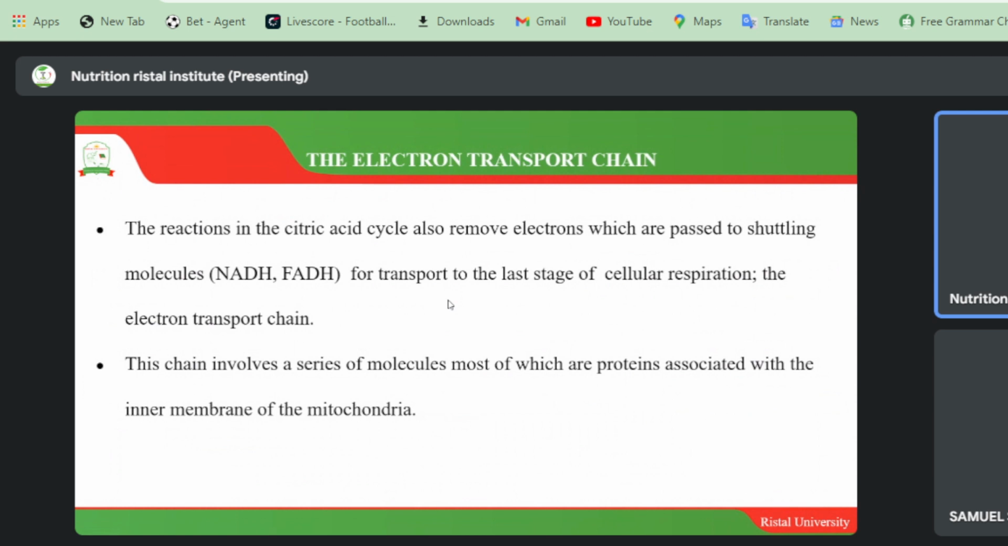This chain involves a series of molecules, most of which are proteins associated with the inner membrane of mitochondria. So these electrons are going to be passed on from these electron carriers, which are the NADH and the FADH2. They'll be passed along all these protein molecules, or this series of molecules, which we are going to talk about. We are going to see them briefly: the cytochrome, the Q cytochrome, and everything about it.